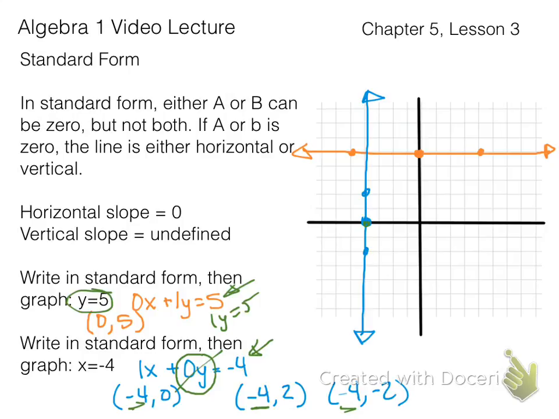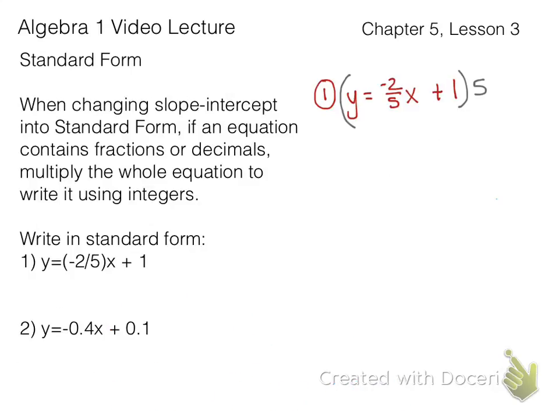Okay. Let's move on. All right, so when changing slope-intercept form to standard form, we're basically going from y equals mx plus b to ax plus by equals c. If an equation contains a fraction or decimal, multiply the whole equation so that you can write it as integers. Basically, we're clearing the fractions and clearing the decimals. You should be familiar with this. It's totally easy, but I'm going to show you 2 quick example problems where we're clearing the fraction or clearing the decimal.